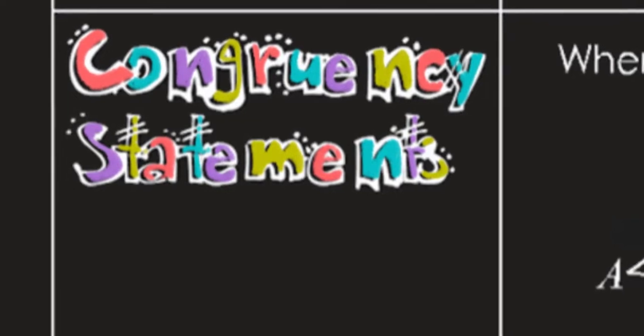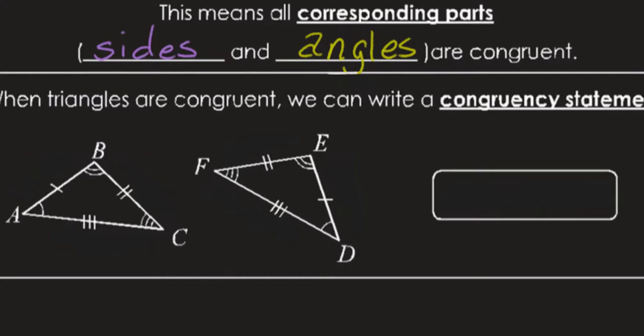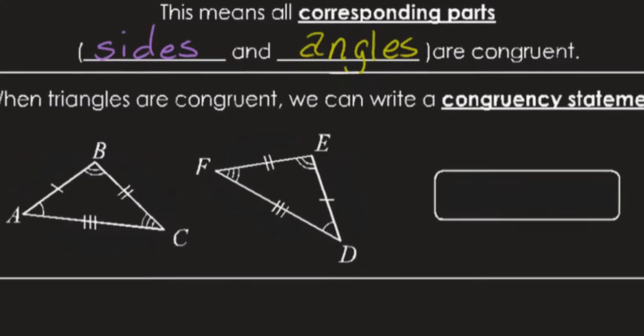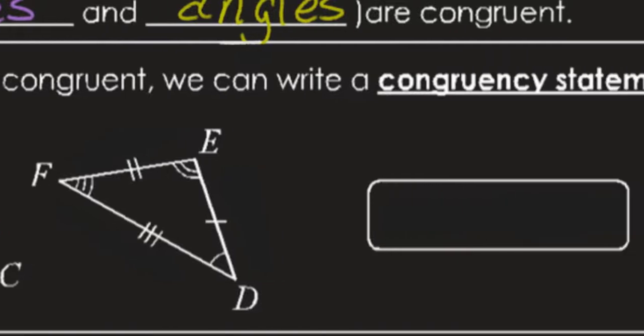In a congruency statement, order matters. I will name the first triangle by the number of tick marks. First, one tick mark, AB, 2 is BC, 3 is CD. So triangle ABC.